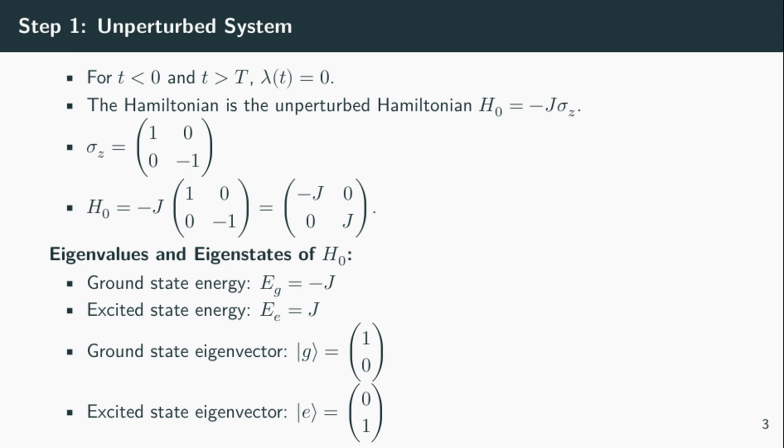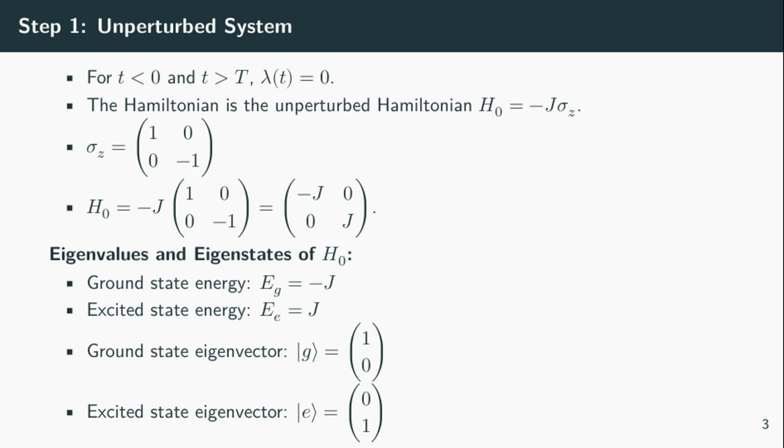Let's start with step 1, analyzing the unperturbed system. For times less than 0 and greater than T, lambda of t is 0, so the time-dependent term vanishes. The Hamiltonian in these periods is just the unperturbed Hamiltonian H0, which is minus J sigma z. We know the sigma z matrix. It's a 2 by 2 matrix, 1 0 in the first row and 0 minus 1 in the second row. So H0 is minus J times that matrix, which gives us the matrix minus J, 0 in the first row and 0, J in the second row.